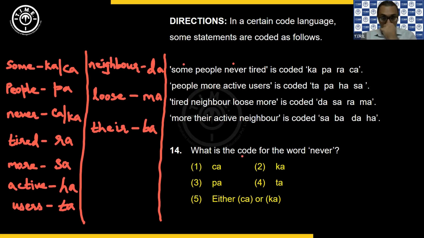Okay. So now let's look into the questions. He's asking what is the code for never. So there is no one code for it. It's either CA or KA, which is there in the fifth option.